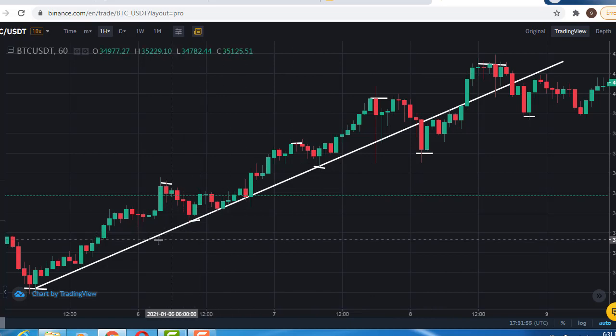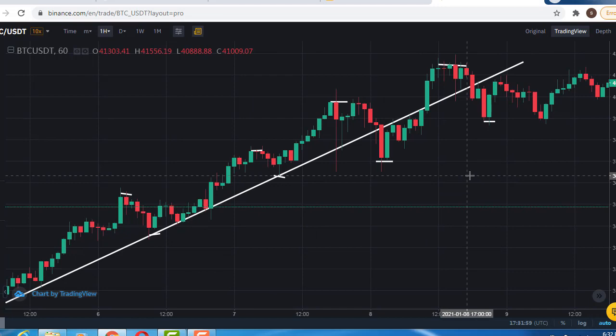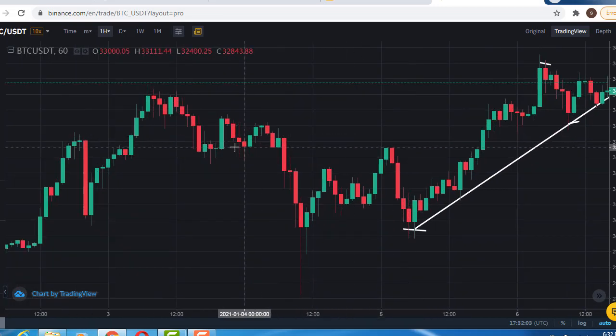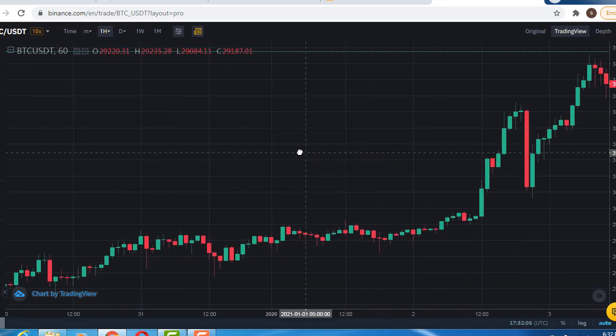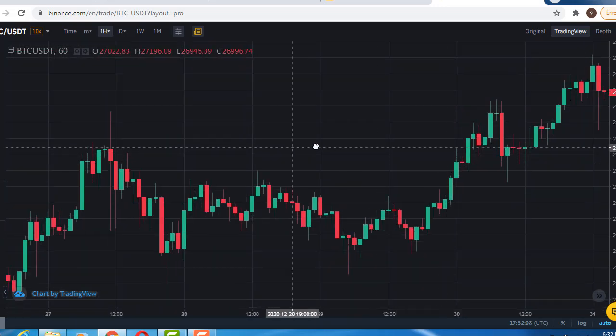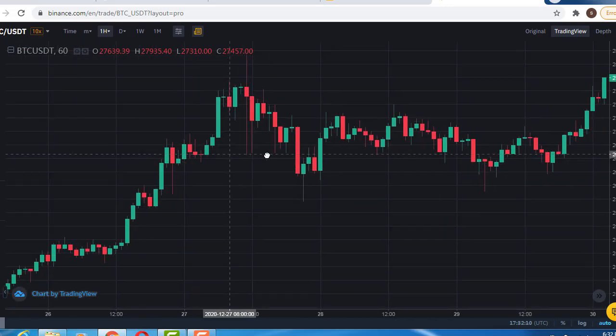Now, this is what you must define before you enter the market. Very, very important. Now, the last one is sideways market. Look out for a sideways market.